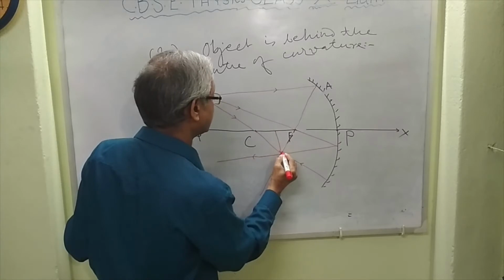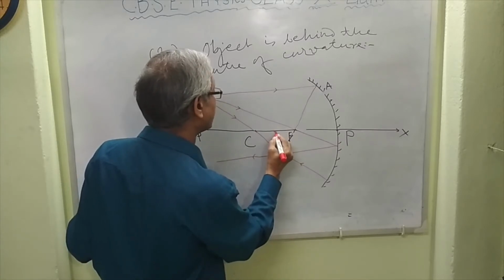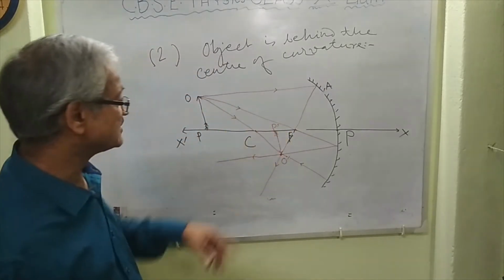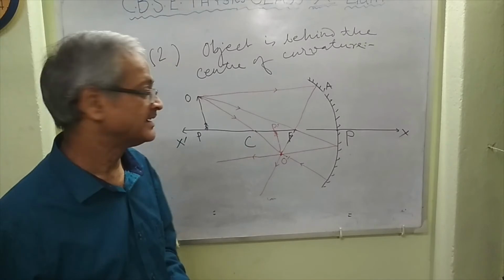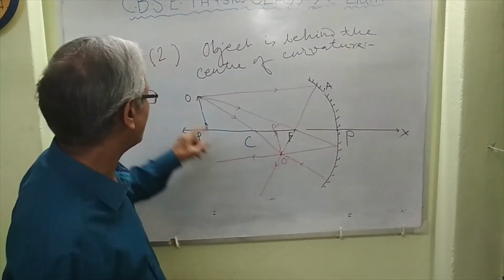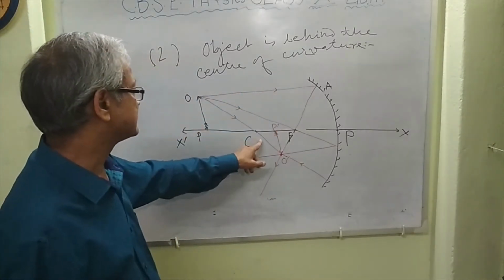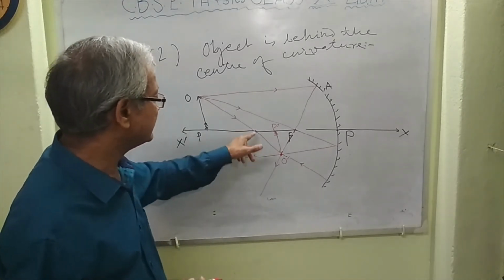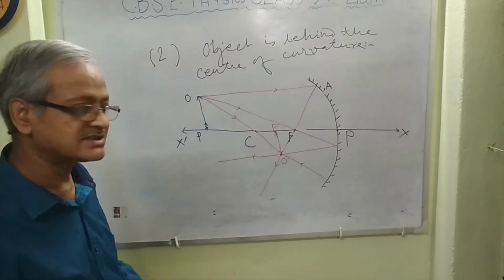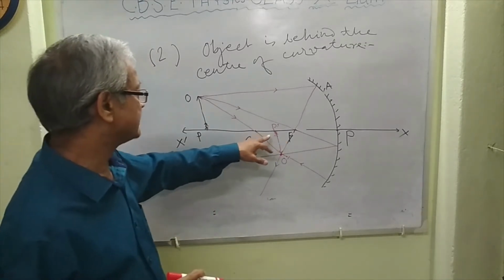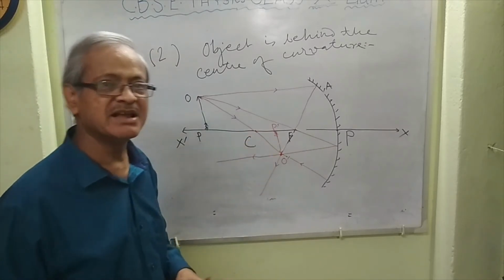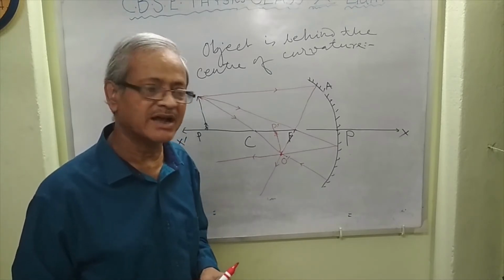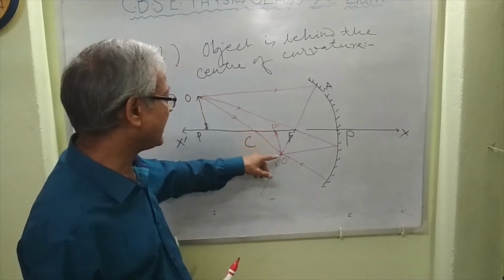then O dash P dash will be the image formed by the concave mirror of an object situated just behind the center of curvature. Its position is between C and F, that is between center of curvature and focus. You write it between center of curvature and focus. The image is formed between the center of curvature and focus of the concave mirror. The image is real and inverted.